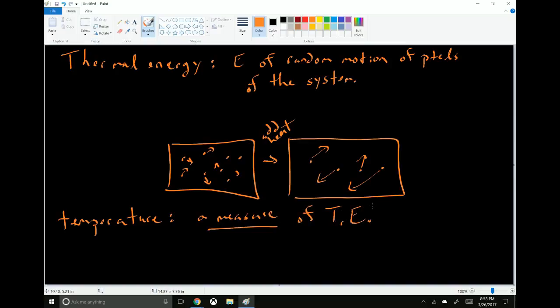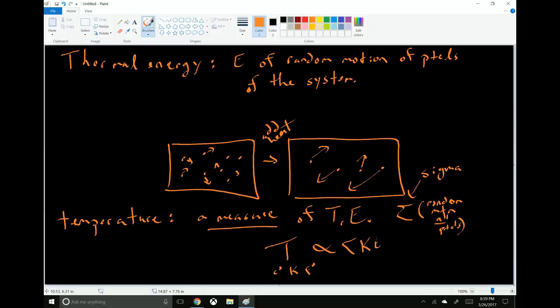On the one hand, your thermal energy is actually the sum of all of the random motion of the particles. This is the Greek letter sigma. Sigma is used to mean the sum, the addition, the total of what follows. And thermal energy is the sum of the random motion of all of the particles in the system. Temperature, on the other hand, whether it's measured in degrees Celsius or Kelvin or degrees Fahrenheit, is proportional to the average kinetic energy of the system.